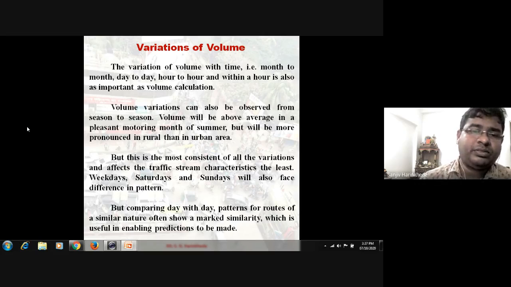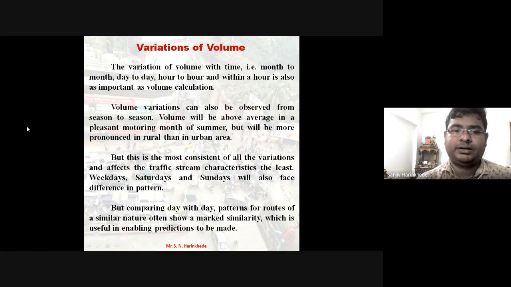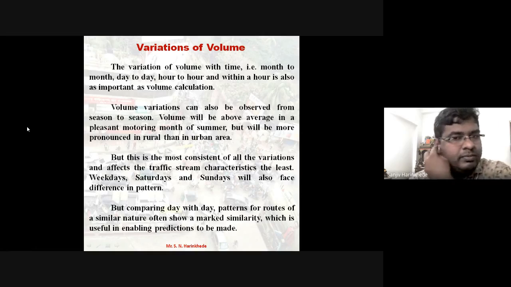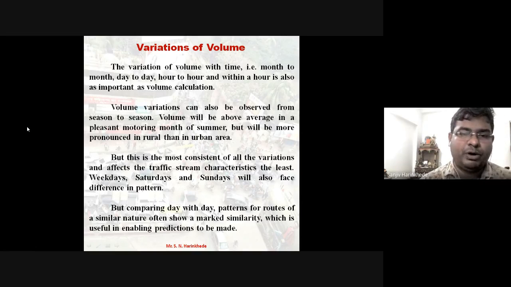The volume variation can also be observed from season to season. Volume will be above average in a pleasant month of summer, but will be more pronounced in rural than in urban areas. But this is the most consistent of all the variations and affects the traffic stream characteristics the least. Weekdays, Saturdays, and Sundays will also show different patterns. As we discussed earlier, on the weekend days, that is Saturday, Sunday, the traffic flow is less because all the working industries or the schools are closed during that period.